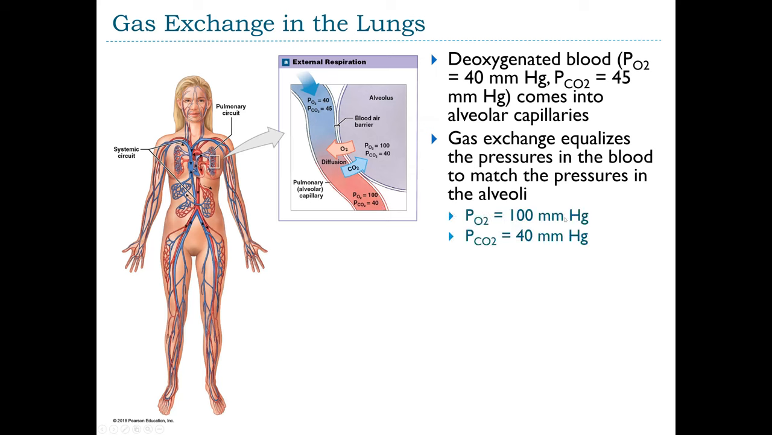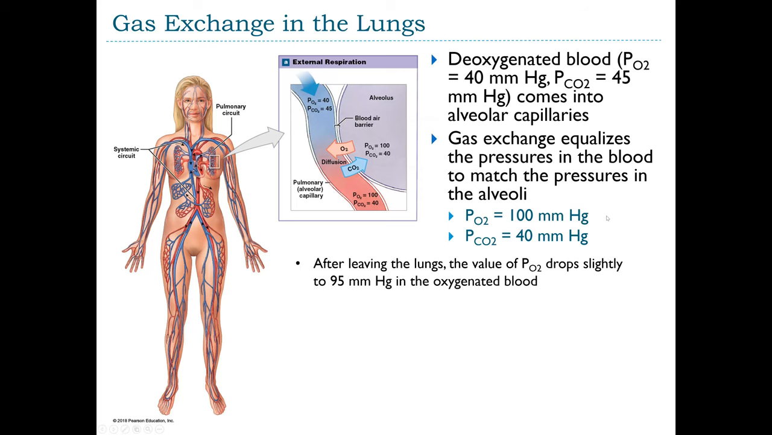So that's another number to remember. The oxygen pressure in the oxygenated blood leaves at 100 millimeters mercury, carbon dioxide at 40 millimeters mercury. After leaving the lungs, the value of the oxygen drops slightly to 95 millimeters mercury, which is why in that previous numbers to remember, I told you 95 to 100 millimeters mercury. The diffusion happens very rapidly at these capillaries for all the reasons that we just talked about, those five reasons that diffusion is efficient.